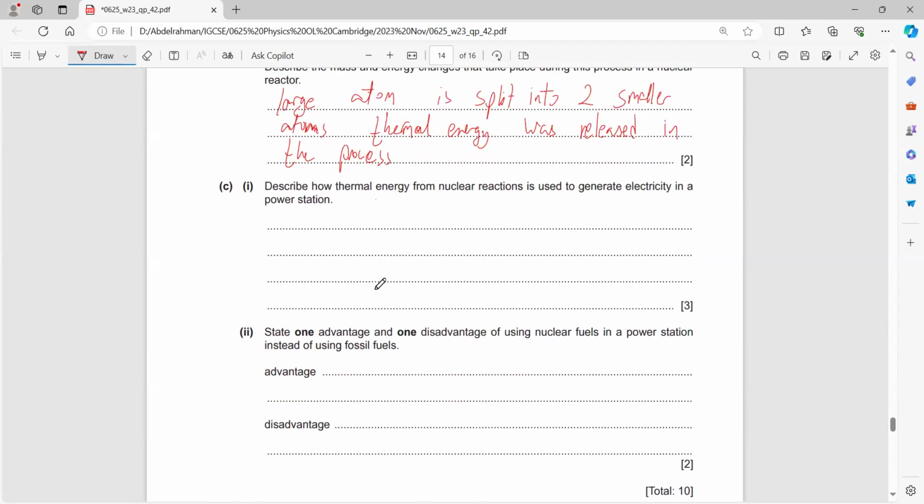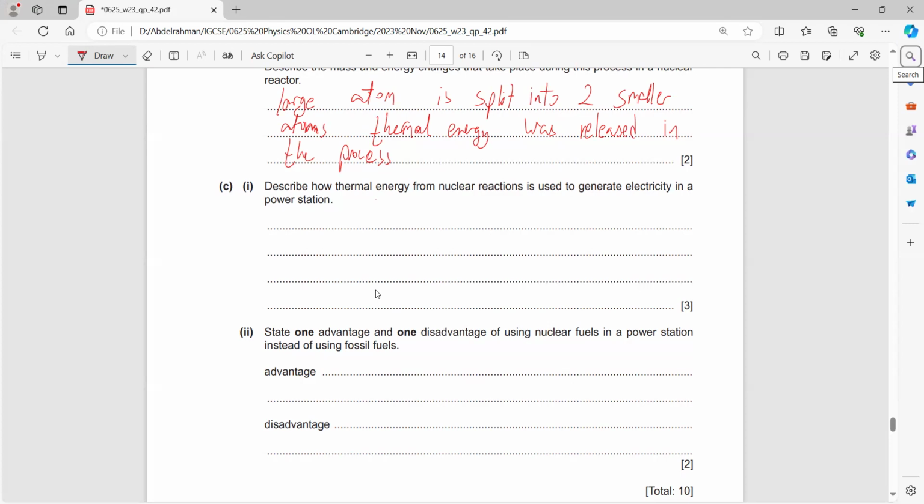How do you use this thermal energy released? Can I instantly produce electricity, or does it have to go through a long process? He wants you to describe this long process. It has something to do with a turbine, definitely.